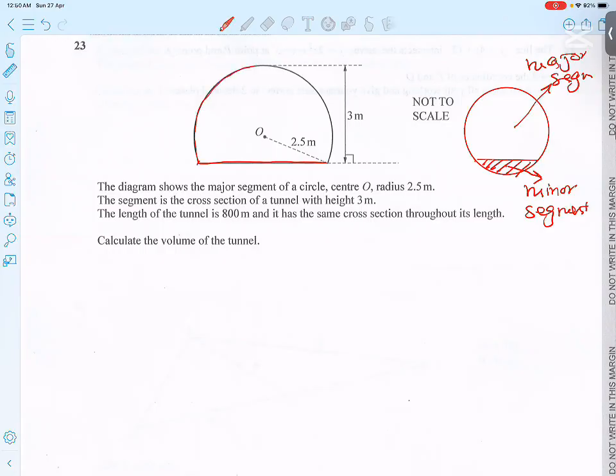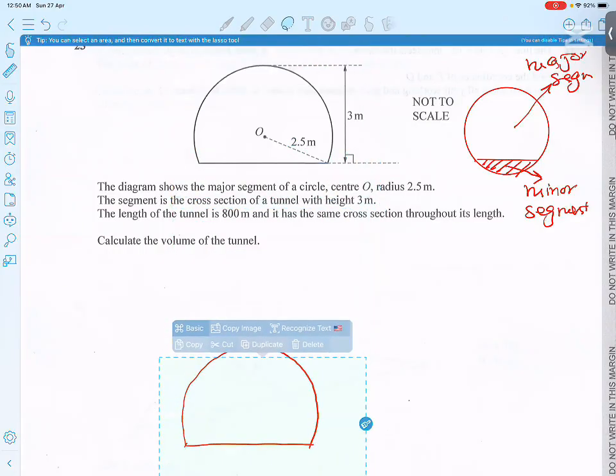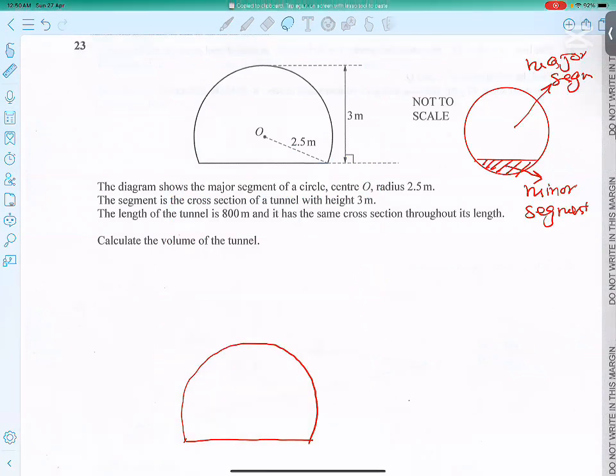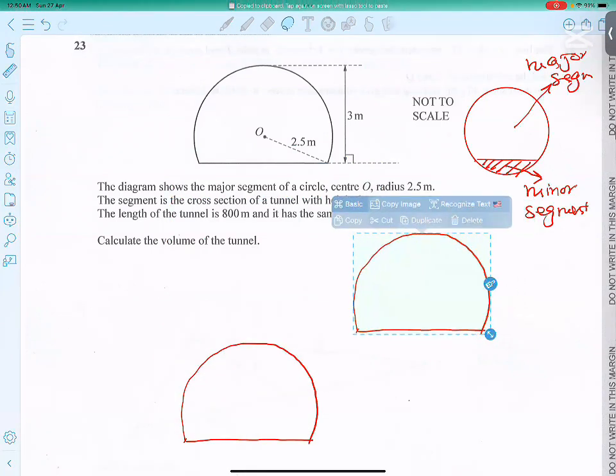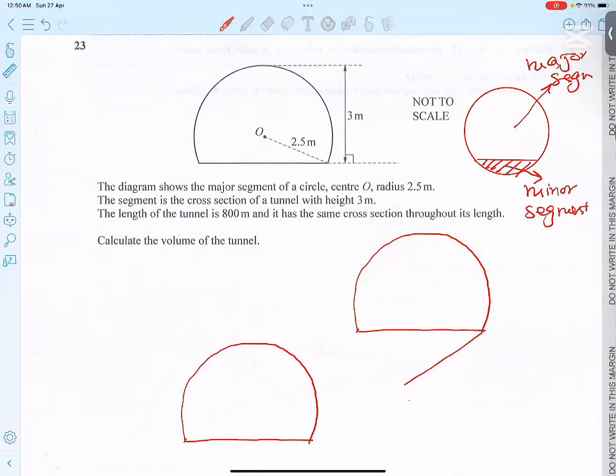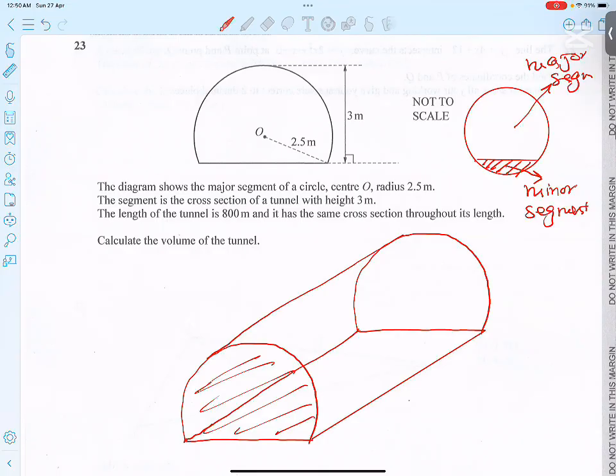This is a cross section. Just for the sake of understanding, I'm copy-pasting it. Now, if I join it, I believe you understand what is going on with this kind of shape. So this is the figure we have, and this is the cross section, and the length of the tunnel is 800.